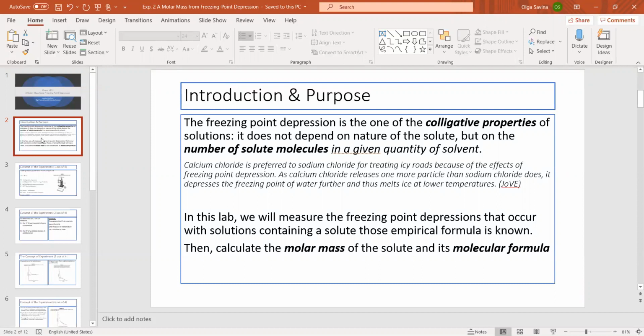In this lab, we will measure the freezing point depression that occurs with solutions containing a solute whose empirical formula is known. Then we will calculate the molar mass of the solute and its molecular formula.